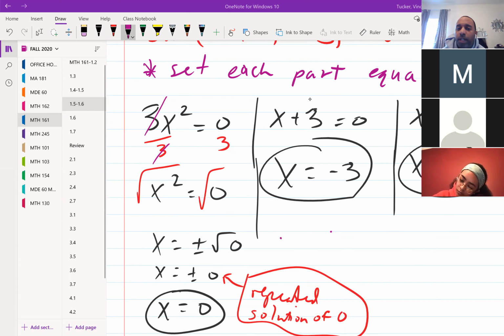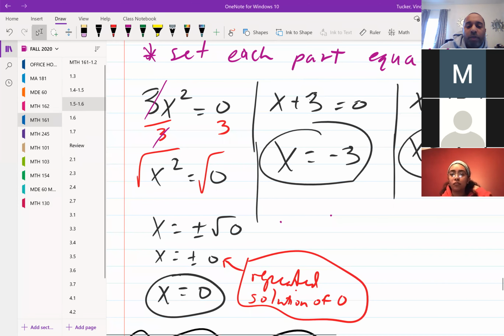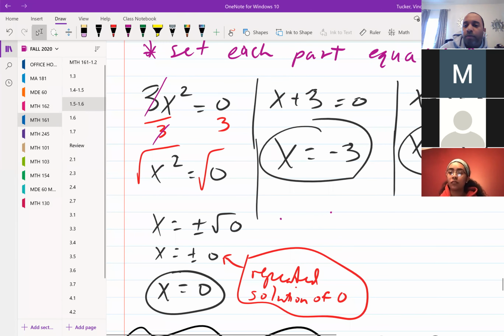And then the second one, x plus 3, subtract 3 from both sides. So your solution would be x equal to negative 3. And x minus 3 equal to 0, add 3 to both sides, and that would be x equal to positive 3. So those would be your 3 solutions with a repeated solution of 0. Once again, your factoring is coming into play, so make sure you get with me on it if you need a reminder or refresher.